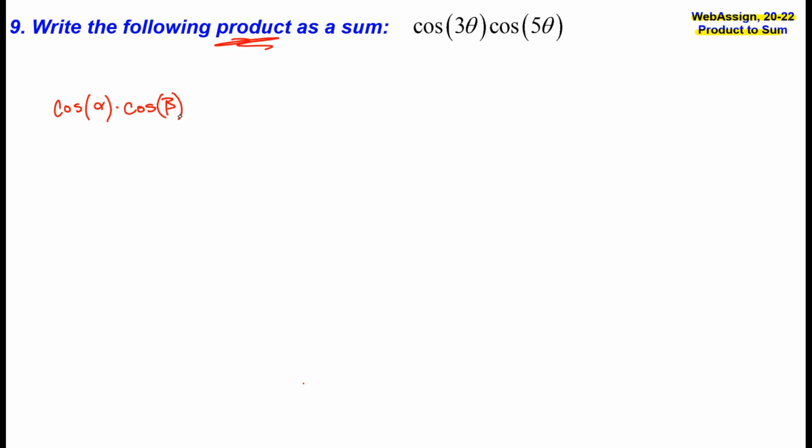And you can see my dogs are really excited about this, converting a product to a sum. So I'm going to try to calm them down and we'll get back at it. Okay, order's been restored. Let's continue.